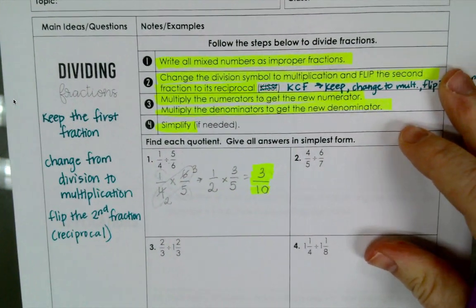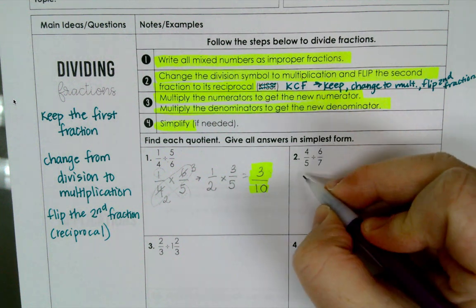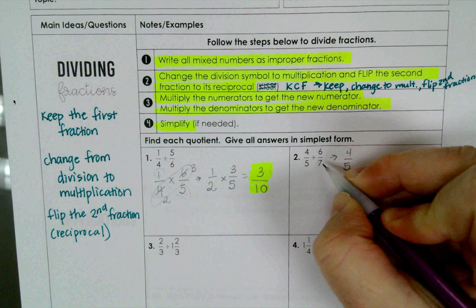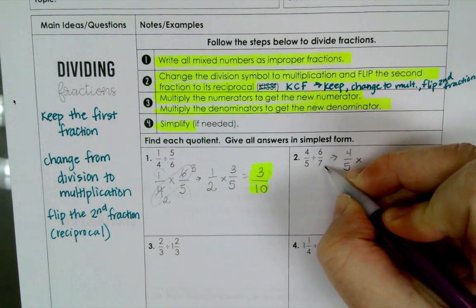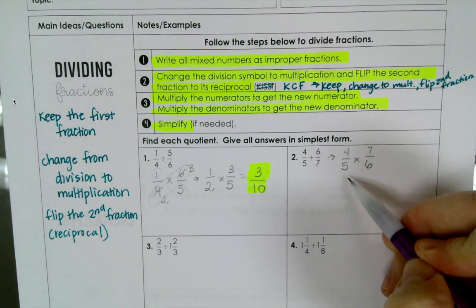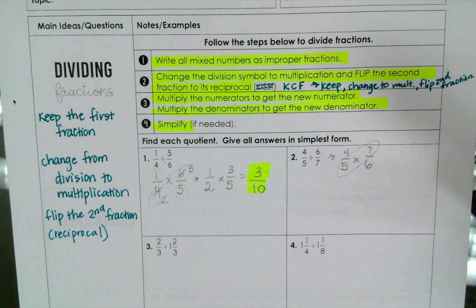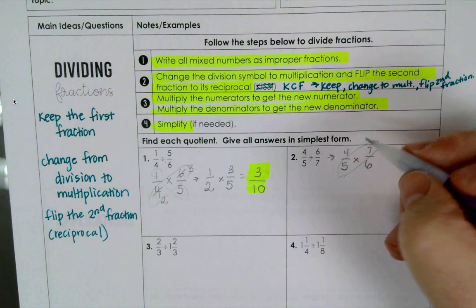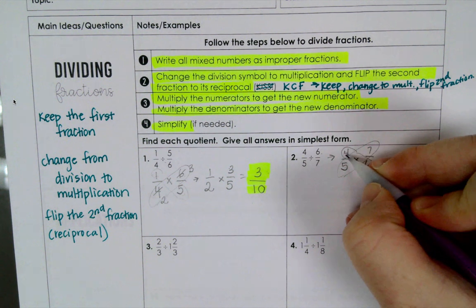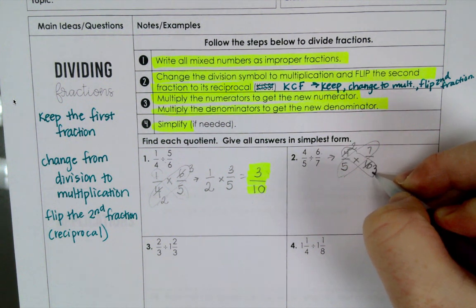So let's look at this one, number 2. 4/5 divided by 6/7. So we're going to keep the first one, change from division to multiplication, and then flip 7/6. So let's look at these two guys, 7 and 5. Well, they're both prime. Remember, we have to know our factors. They're both prime, so we can't simplify. But the greatest common factor of 4 and 6 is 2. So 4 divided by 2 is 2. 6 divided by 2 is 3.